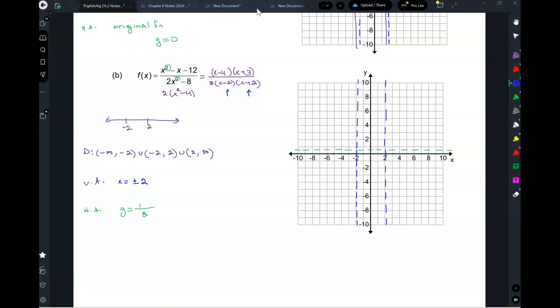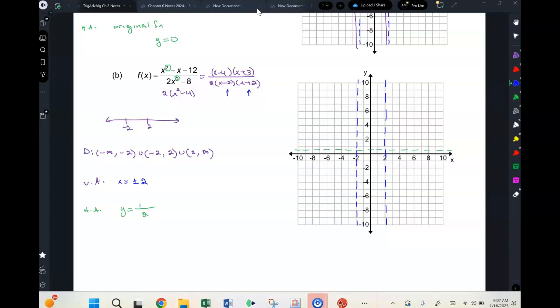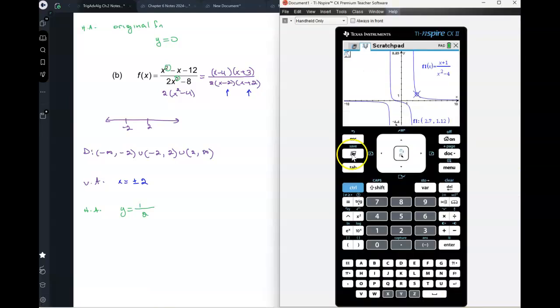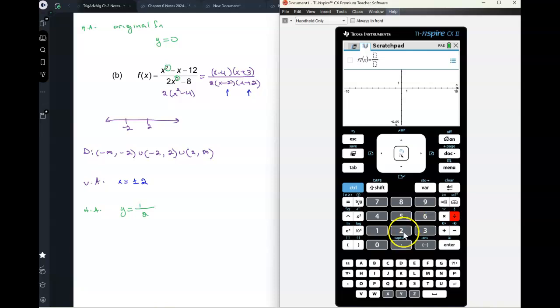And let's graph. So I'd like to do doc B, just clear everything. I'm going to put in the original, right? So look, you can also do the fraction symbol. That way, when you do that, you don't need the parentheses. So 2x squared minus x minus 12.